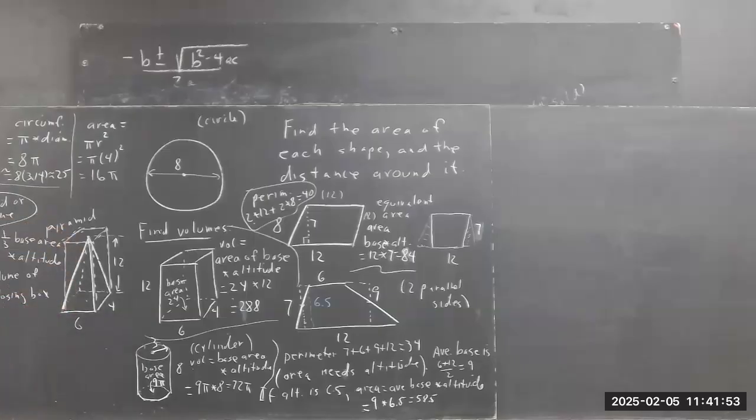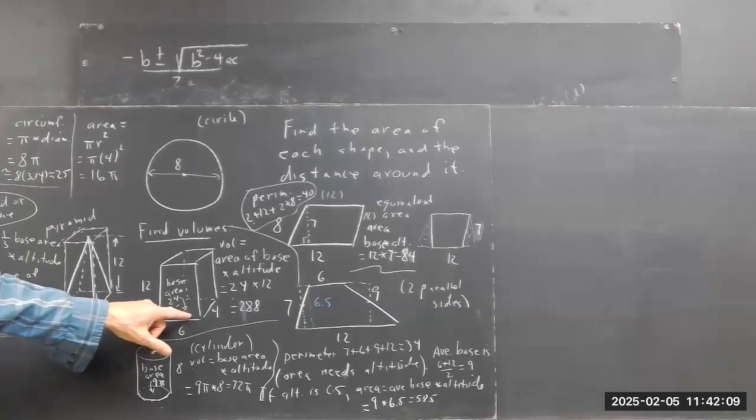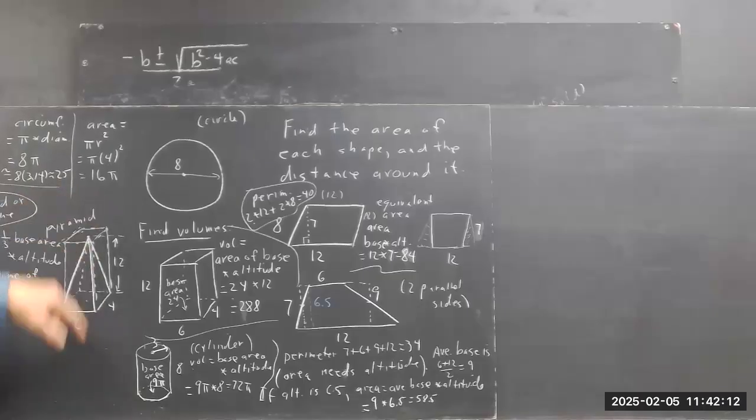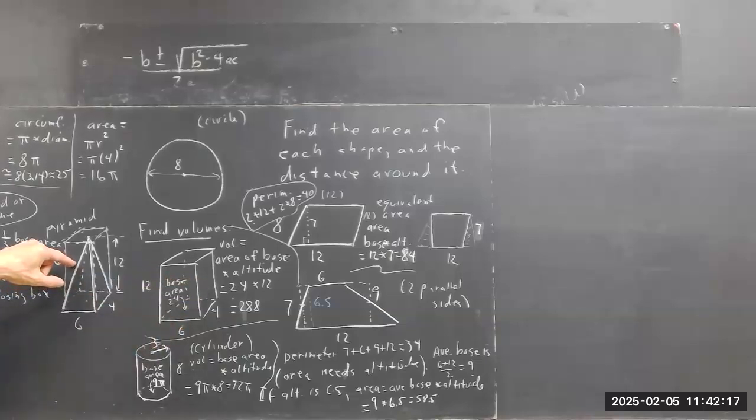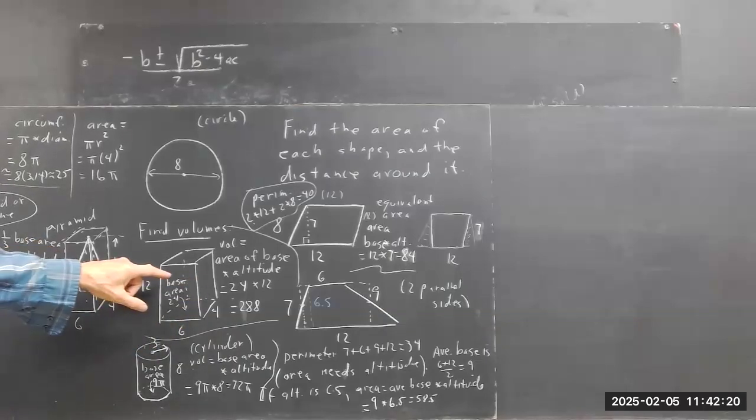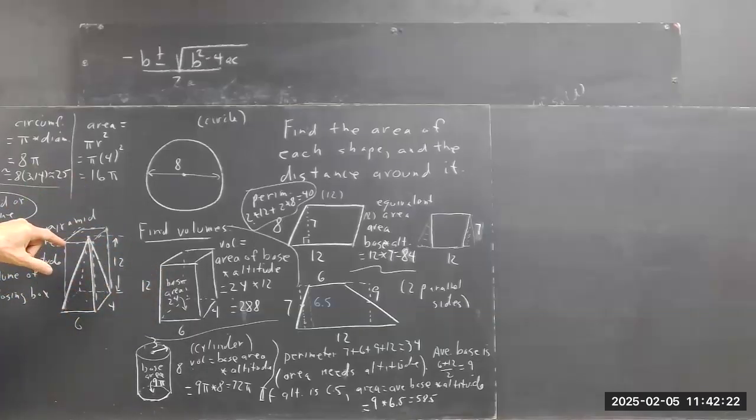If you wanted to pack this thing in a box, the box would have to be 6 by 4 to accommodate the base. It'd have to be 12 units high or long in order to accommodate the altitude. And its volume would be the area of the base, which is same as this, times the altitude, which is just what we did over here. This box would hold this pyramid. This is the smallest rectangular box we could use to hold the pyramid, assuming the base of the pyramid is perpendicular to the altitude, which it has to be.